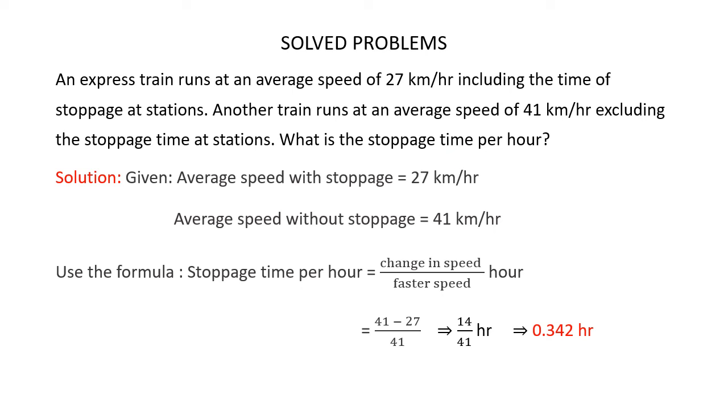So to find the stoppage time per hour, use the formula: stoppage time per hour is equal to change in speed divided by fastest speed. Now we know that the fastest speed is 41 kilometers per hour. So stoppage time per hour is equal to 41 minus 27 divided by 41, which is nothing but 14 divided by 41 hours, that is 0.342 hours. So the stoppage time per hour of the train is 0.342 hours.